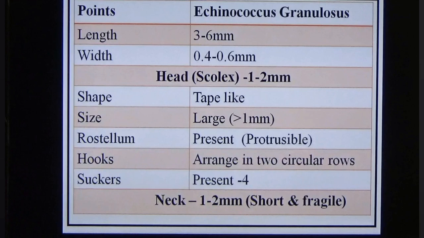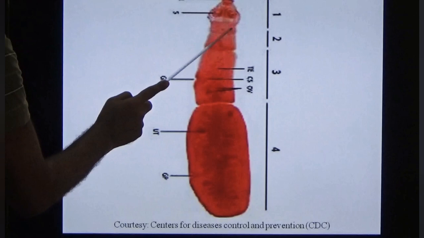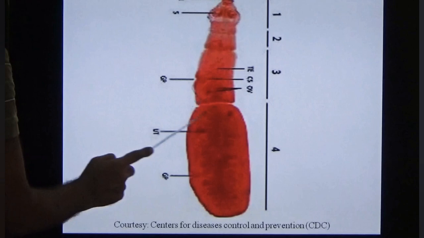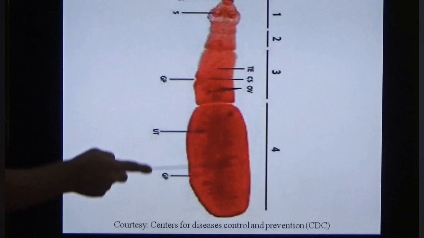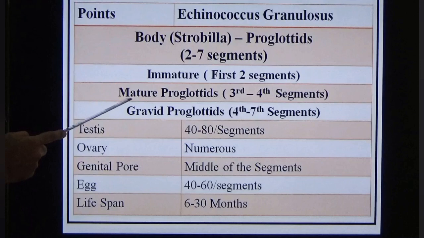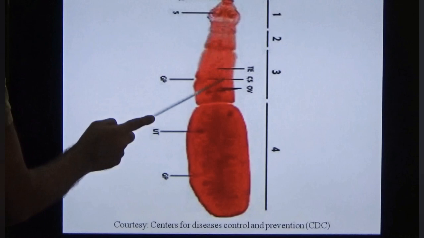Now we'll go for the body, the strobila. This is the Echinococcus granulosus. This part is known as the head part, and each one of these is known as a segment. So what are the characteristics? The body strobila has a total of 2 to 7 segments. The first two segments are known as the immature segments, the third and fourth segments are known as the mature segments, and the last, 4 to 7, is known as the gravid segment. You can see these two are immature, this is mature, and this is the gravid segment. You can compare the size also.